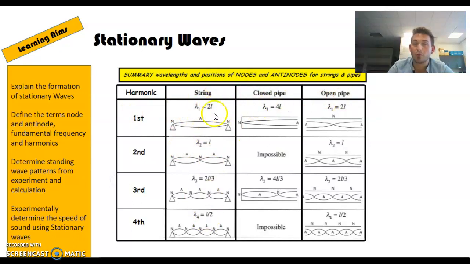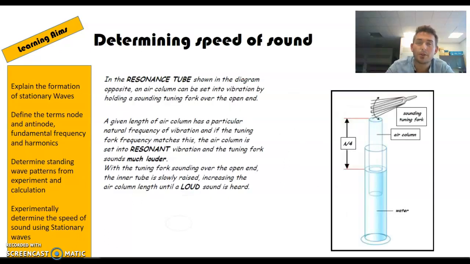There is a general rule of being 2 over nL. This is the 4 over (2n minus 1) L, and this one is the same as the first one, isn't it? So 2 over nL. So there you go. There are our general rules for standing waves in strings, closed pipes, and open pipes.